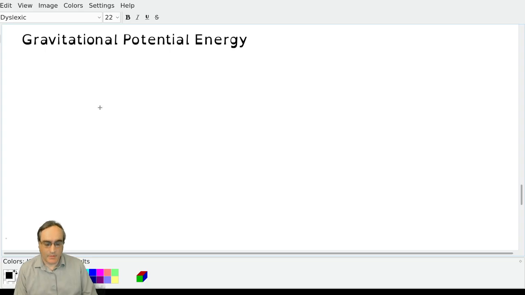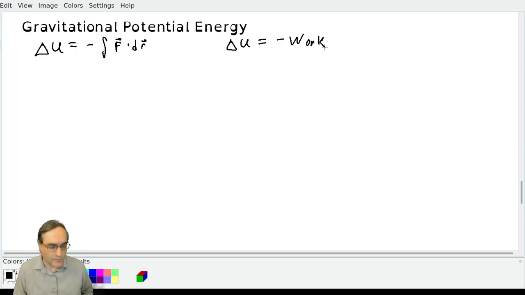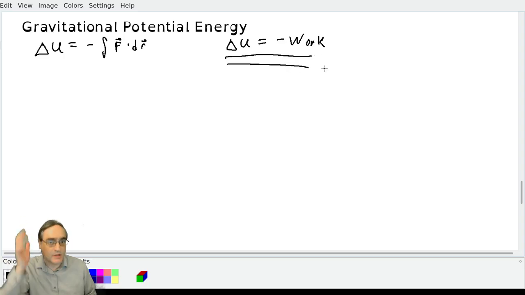So I'm going to try and remind you of something that hopefully you learned about back around chapter 7 or 8. The change in gravitational potential energy is always equal to the negative integral of the force dot product with the displacement. Or to put it another way, the change in potential energy is always the negative of the work done by the force. This is actually the most general statement of potential energy that we have. You may wonder, where is this all coming from?